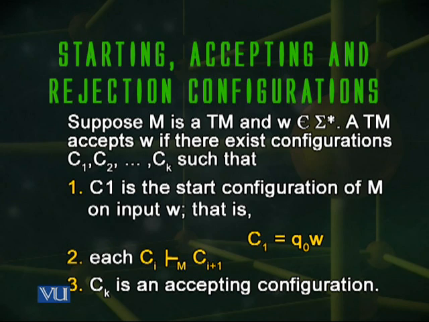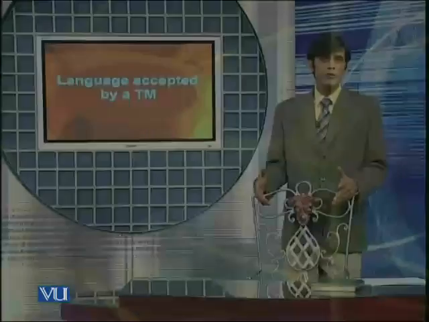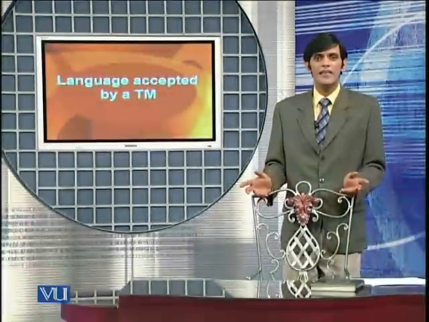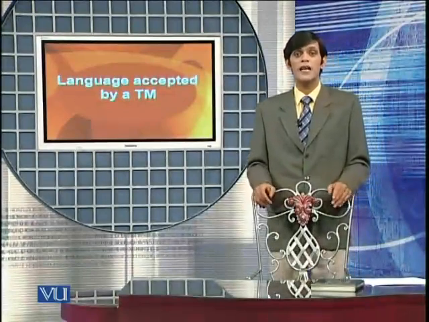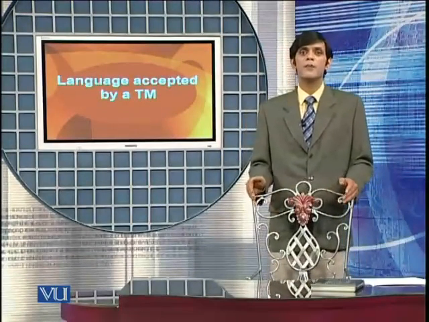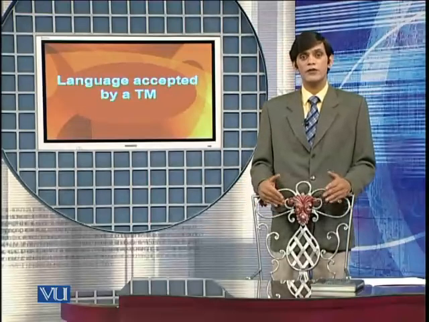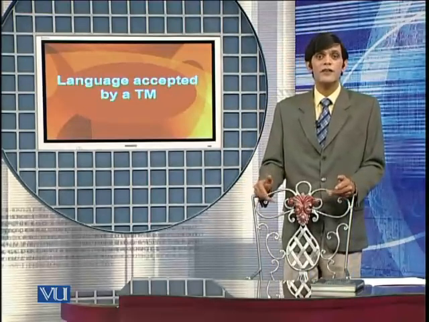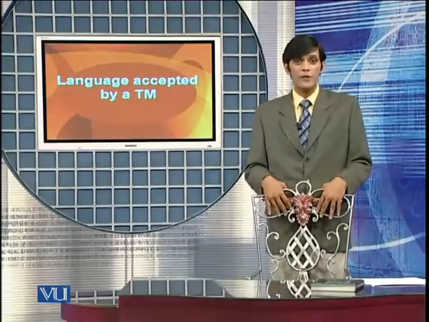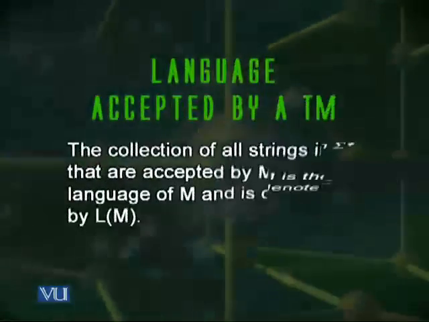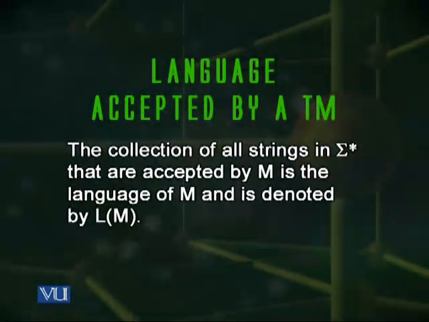So if all these three conditions hold, we will say the Turing machine M accepts a string W. Intuitively, what it means is what we would like it to mean. If we take the string W and give it to the machine as an input and turn it on, after doing a certain number of computational steps, it should eventually reach the accept state. In this case, we will say that the input is accepted by the Turing machine. Now, what is a language accepted by a Turing machine? The collection of all strings in sigma star that are accepted by the machine is the language accepted by M and would be denoted by L of M.